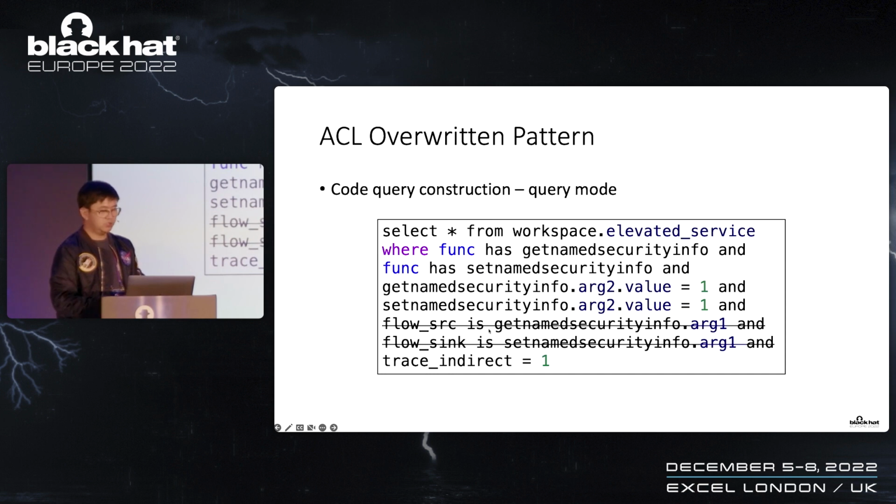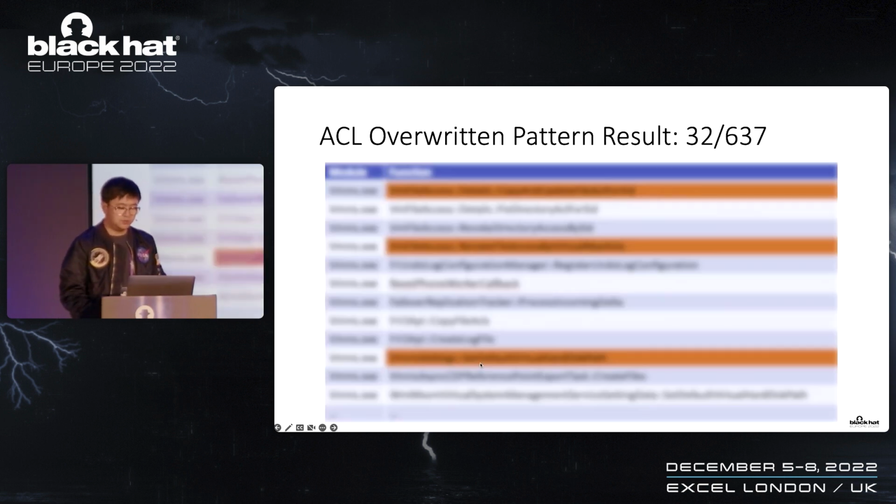With that, we create the query in query mode to search this pattern. You can see the query will search for functions containing GetNamedSecurityInfo and SetNamedSecurityInfo, and it checks argument 2 and sets the trace indirect flag. Executing the query, we got 32 results out of 637 elevated service binaries, but we cannot disclose them right now since they are still not patched.